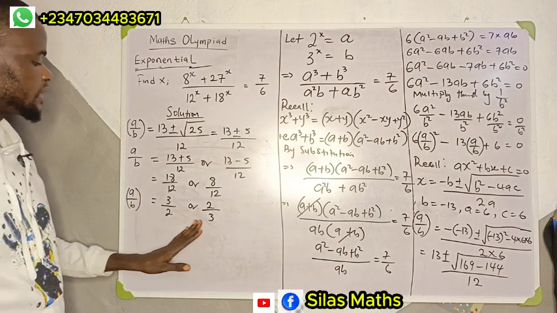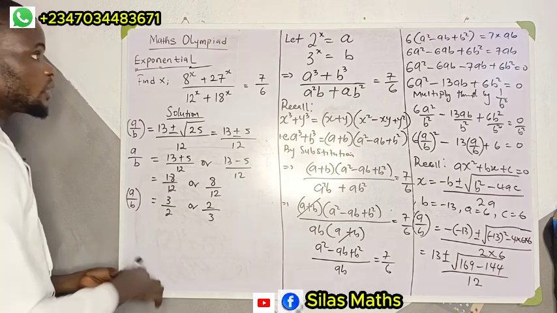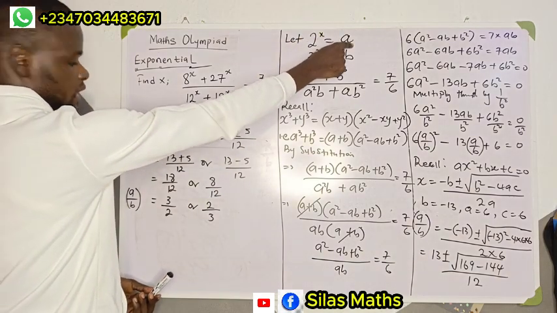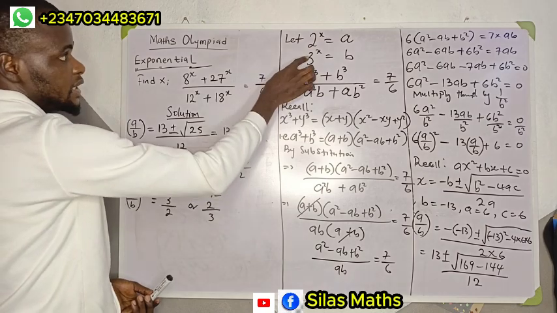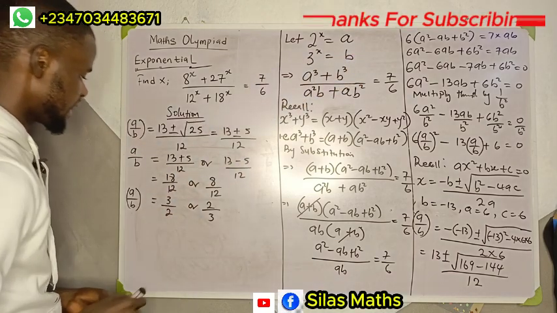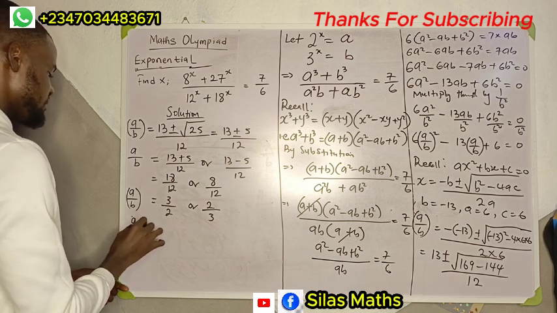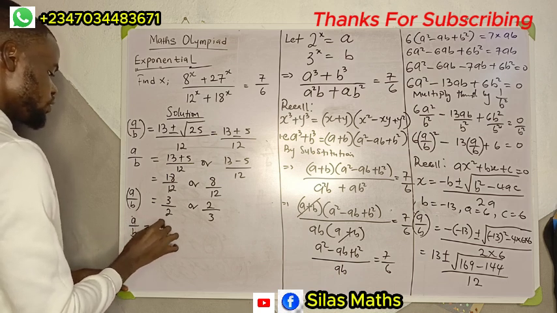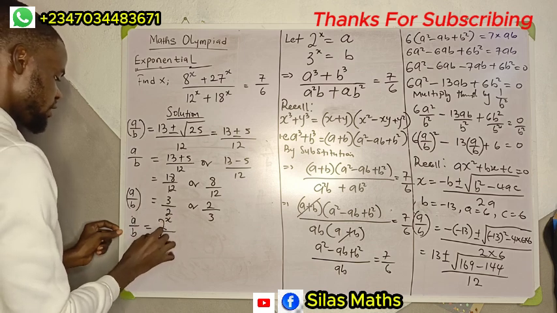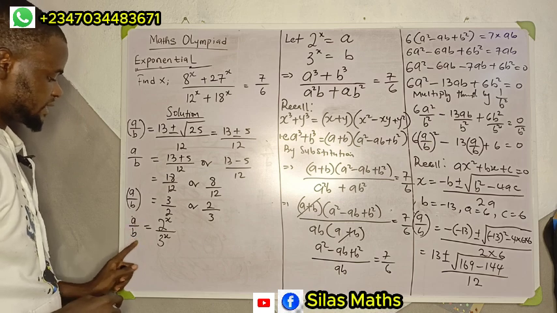But this is not what we're looking for. Remember, what we're looking for is what? X. So if we're looking for X, we recall that we said that 2 raised to power X is equal to A. Okay? And 3 raised to power X is equal to what? B. So if that is the case, we can say A over B is the same thing as 2 raised to power X over 3 raised to power X. Yes, because this is my A and this is my B.